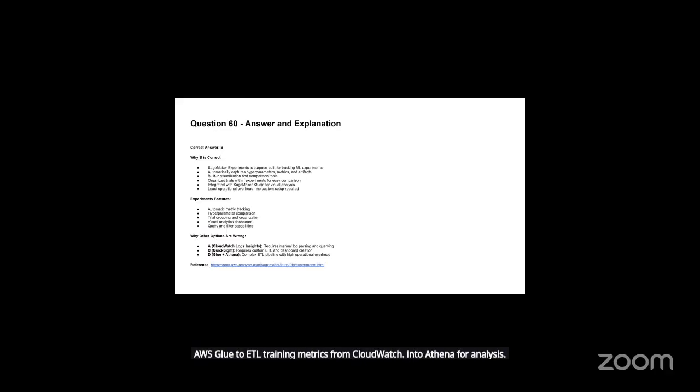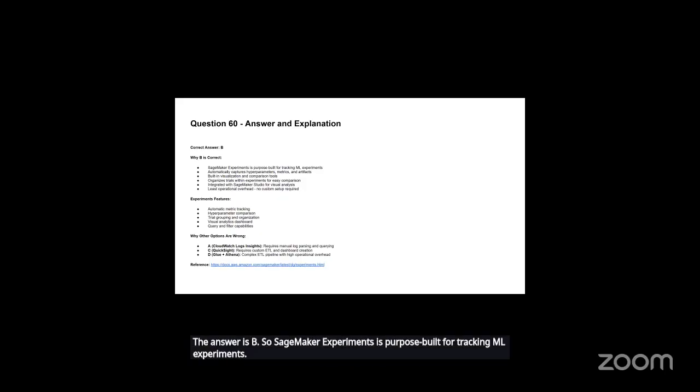The answer is B. So SageMaker Experiments is purpose-built for tracking ML experiments. It'll automatically capture hyperparameters, metrics, and artifacts. There's built-in visualization and comparison tools. This organizes trials within experiments for easy comparison. It integrates with SageMaker Studio for visual analysis. And it's the least operational overhead. There's no custom setup required.